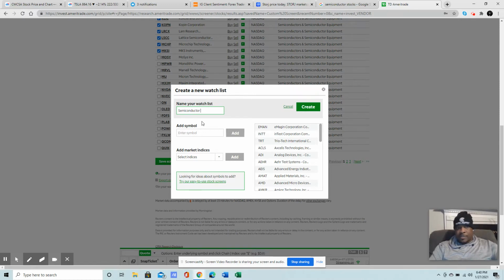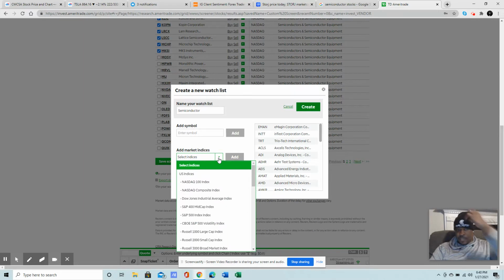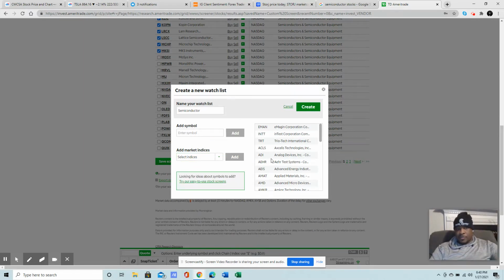I think that's how you spell it. I'm not the greatest speller in the world. All right. So if I was doing just one stock, I could just enter the symbol and add it. But I already had the symbols over here, so I don't have to do that. They're already selected. All right, you can do indices as well too. You look down and you can select, but that's not what we're doing.